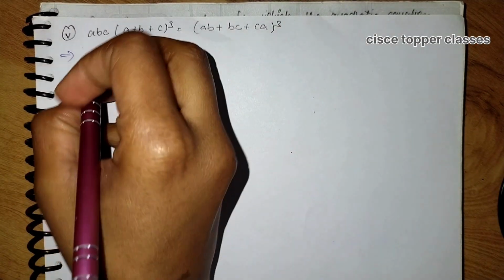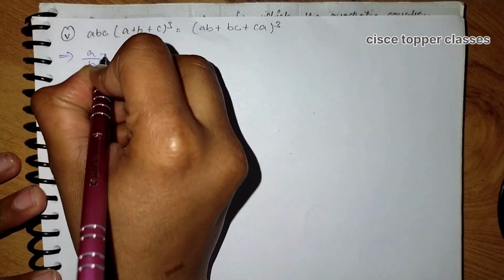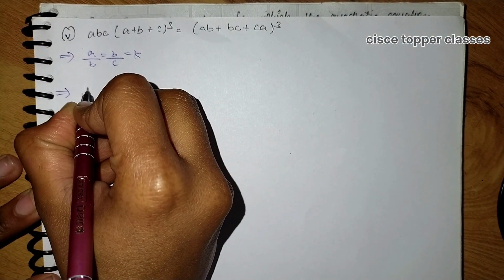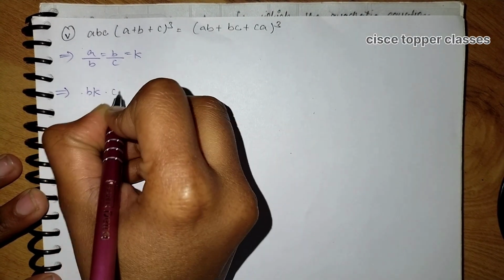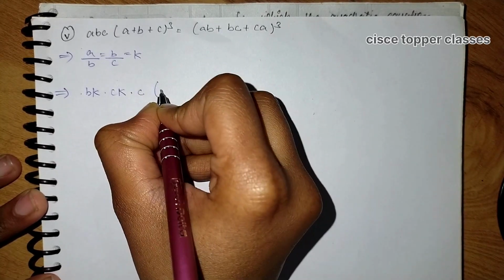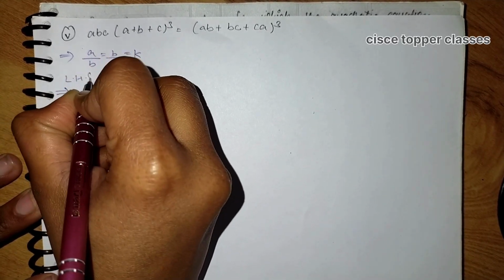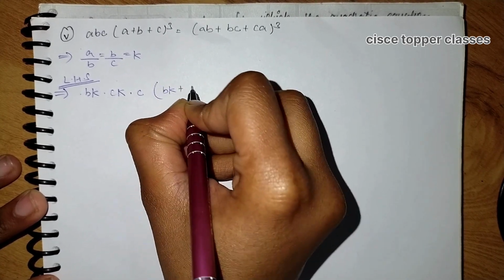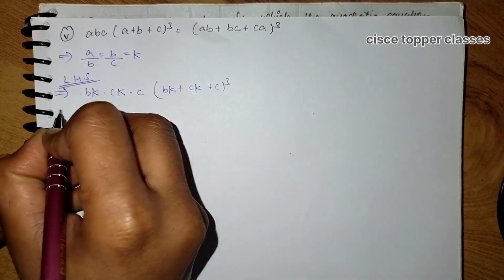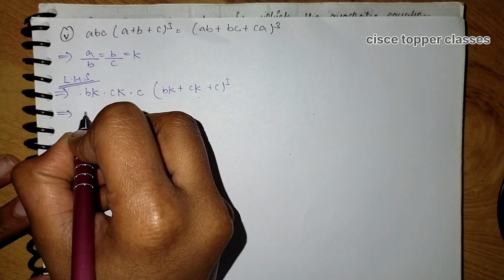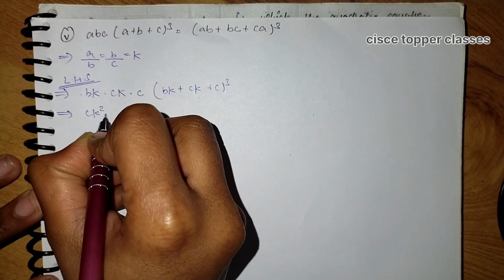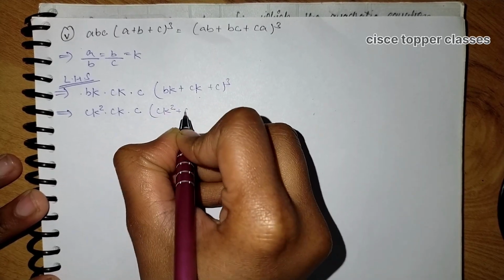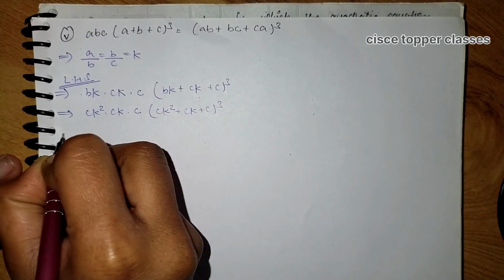Let us solve question number 5 here. Where A by B is equal to B by C equal to K. So A will become B into K, B will become C into K. Then A will become, this is the left hand side we are taking, A will become BK plus CK plus C whole cube. Again in place of B we put the value CK square. So CK square, CK, C. Then it will become CK square plus CK plus C whole cube.